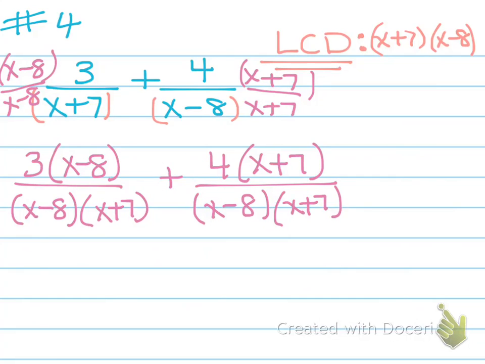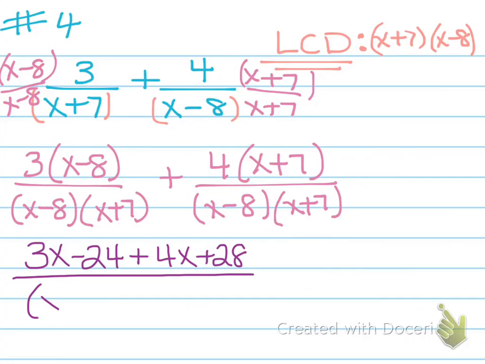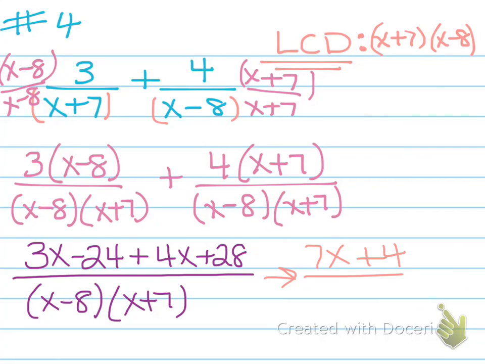So I'm going to distribute that 3 and get 3x minus 24 plus 4x, now I'm distributing the 4, plus 28, all over x minus 8 and x plus 7. Again, keep it in factored form. It's going to make it so much easier. Alright, so you can continue with this one. And now, let's see, we have 7x plus 4 over x minus 8 times x plus 7.